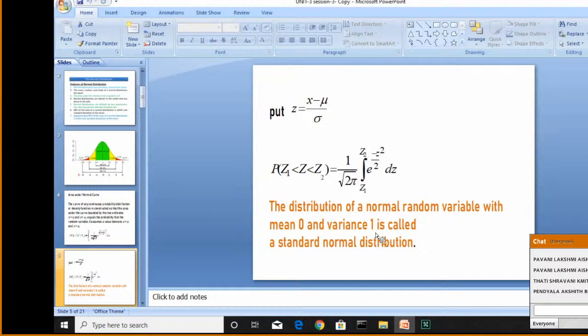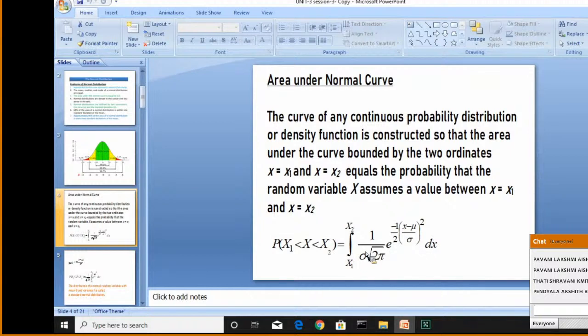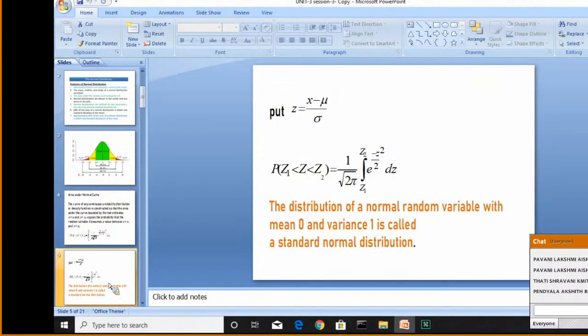Now it became mean 0 and variance 1. It is an important point: standard normal distribution with mean 0 and variance 1. Now all the problems we will be using this only. But some questions I can ask with this also, so you should understand what the substitution is.